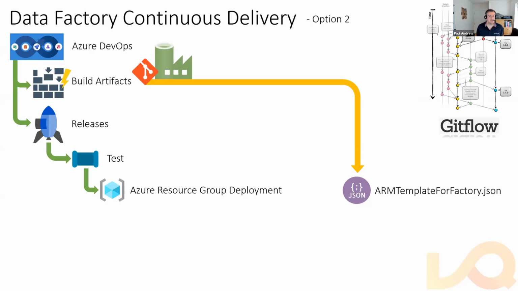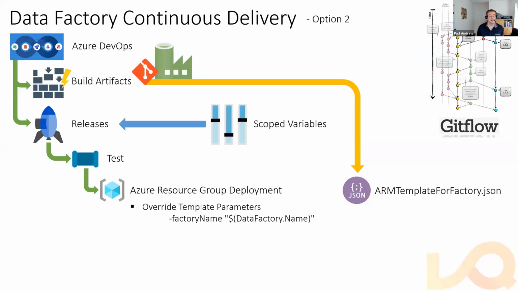I'm going to say, let's have a release pipeline. Let's have one called test. And we use the Azure resource deployment, the ARM template deployment task. We have some scope variables. We override our data factory name and maybe some other stuff. And we have a good branching strategy. And we get our test data factory.